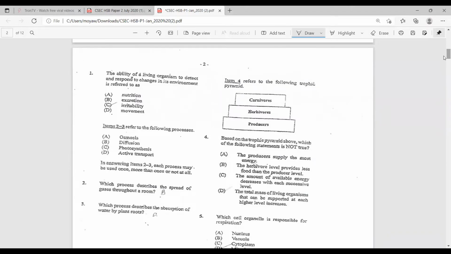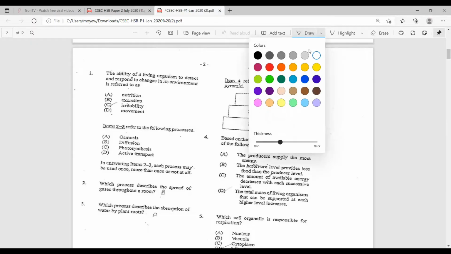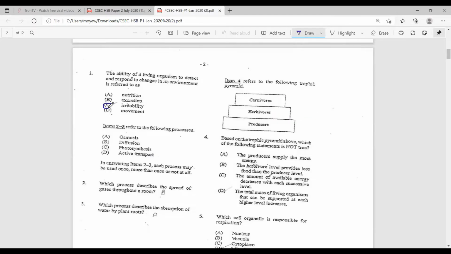Question 1. The ability of a living organism to detect and respond to changes in its environment is referred to as: A, nutrition; B, excretion; C, irritability; D, movement. So the best option, as you would have seen, is definitely irritability, because it describes the ability for an organism to respond to stimulus, which is the change in its environment.